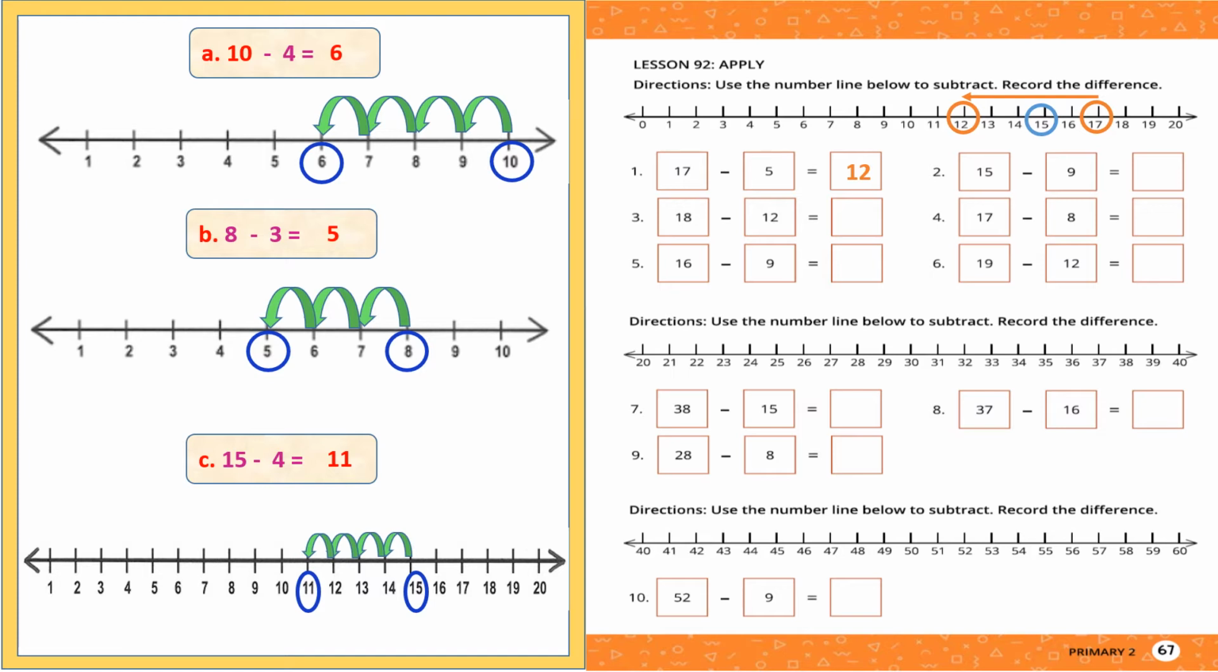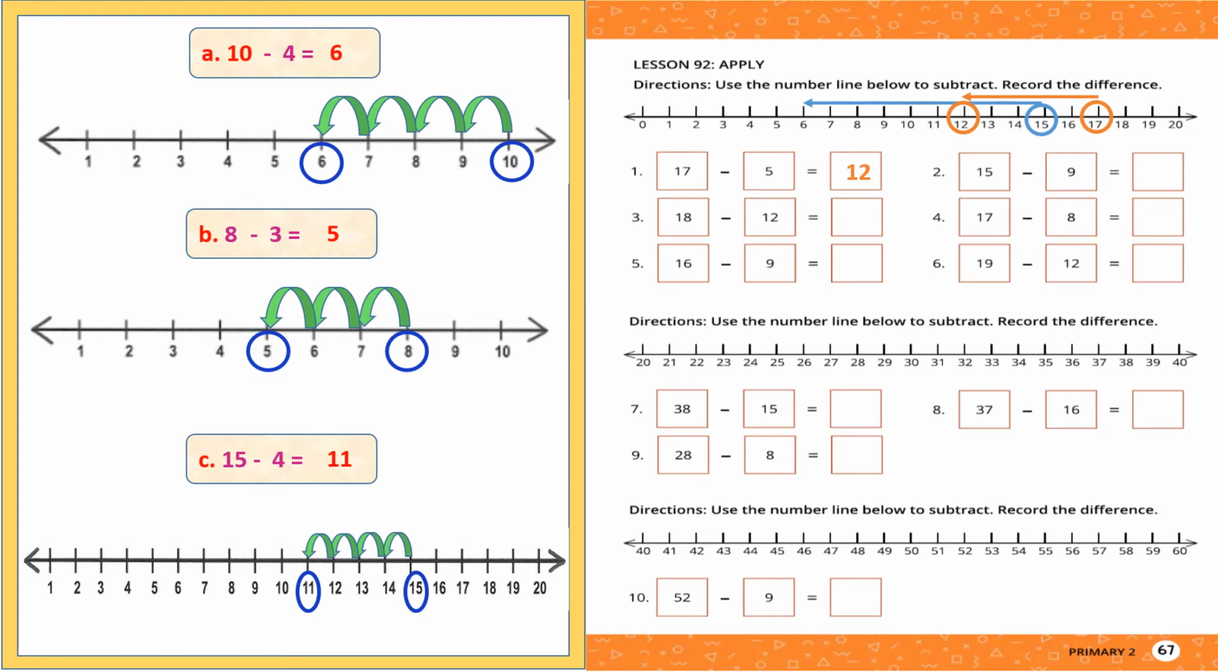Question number 4. 17 minus 8. Using the counting back. Start at 17 and count back 8 steps. 1, 2, 3, 4, 5, 6, 7, 8. Here we stopped at what? We stopped at 9. So 17 minus 8 equals 9.